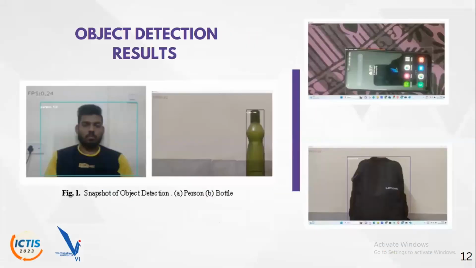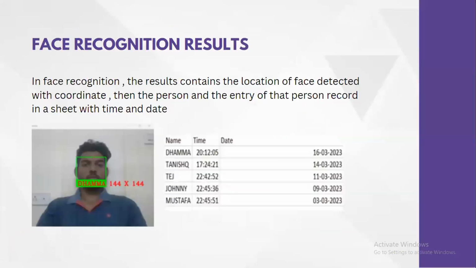So here are some pictures of the results where object detection is done, and it creates the bounding box around the object with the label person and the confidence level. Next. Here is a face recognition result where the person's face, which is present in the database, is detected, and the time when it was detected and the date are stored in the particular Excel file.